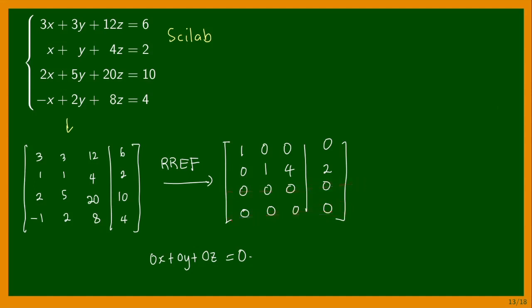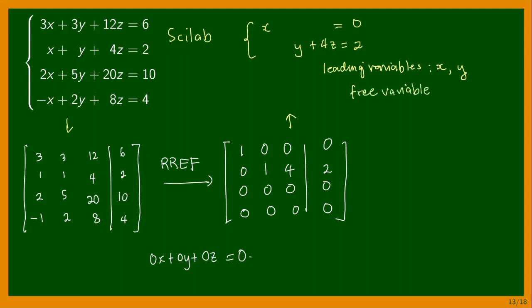So the resulting equivalent linear system is going to be x equals 0, y plus 4z equals 2. So this is the resulting linear system. Here, what are the leading variables? They are x and y. The variables that are not leading are called free because you can assign values to them freely. In this case we only have one free variable, so this indicates that the linear system has infinitely many solutions.